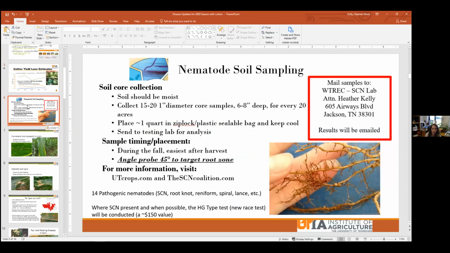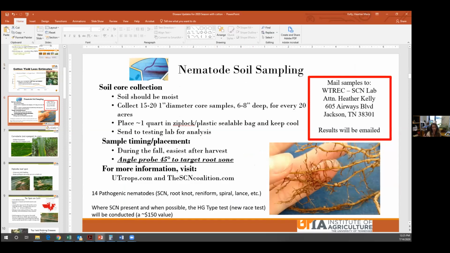And so we do offer nematode testing. We can only offer soybean cyst nematode testing for free through our site here. We'll have to mail out and outsource any other kind of nematode testing, as if it is for corn or cotton. And so that does come with a $15 fee per sample.